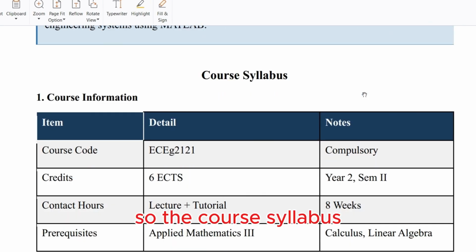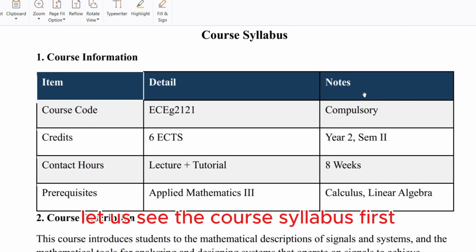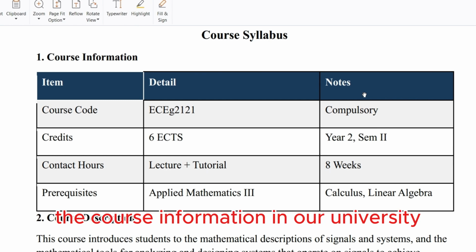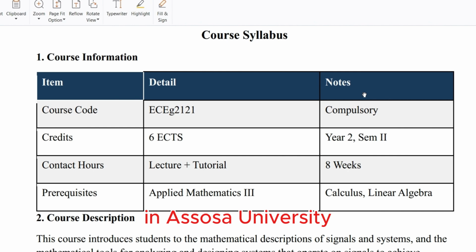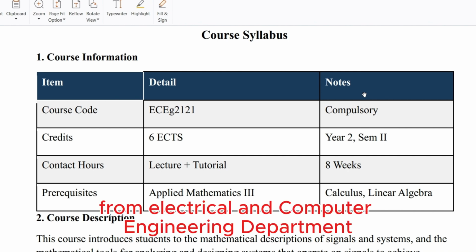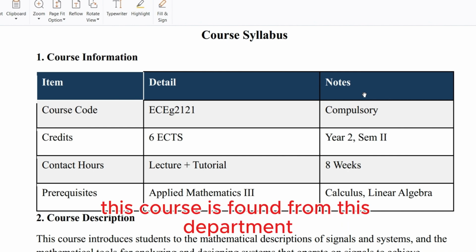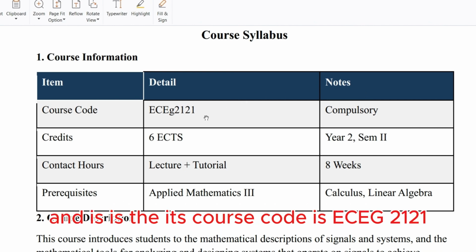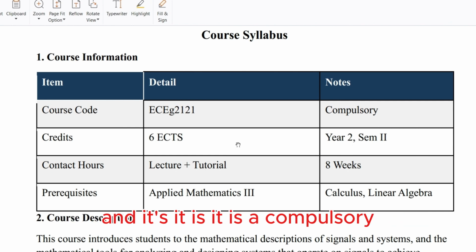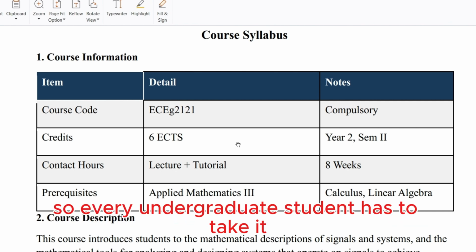So, the course syllabus. Let us see the course syllabus. First, the course information. In our university, Asosa University, from the Electrical and Computer Engineering Department, this course is found, and its course code is EG 2121, and it is a compulsory, mandatory course. So every undergraduate student has to take it.